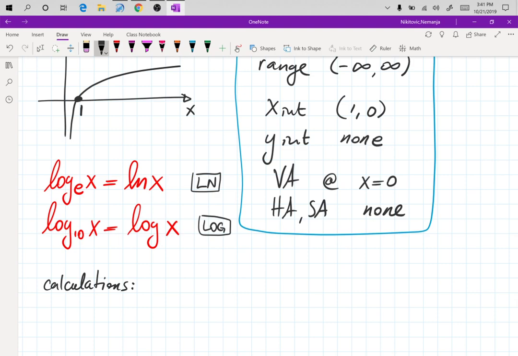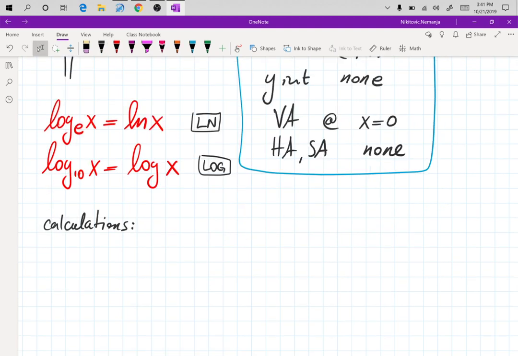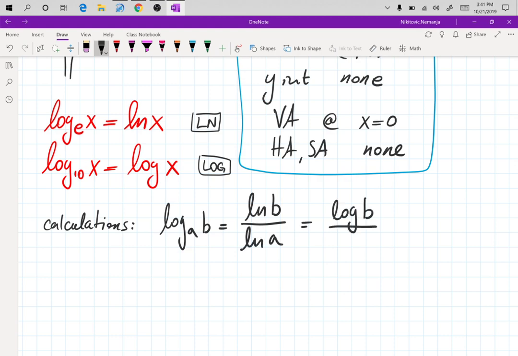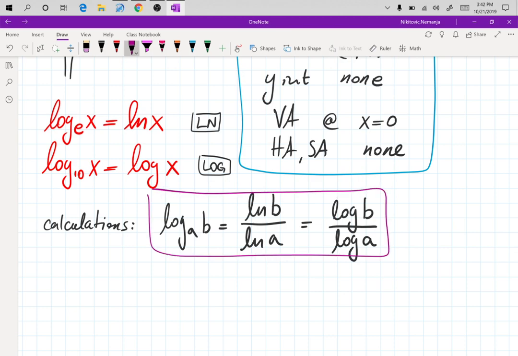Generally, I don't think you will use this because no one in their right mind uses log base 7 anywhere, but I mean, we can. So log base A of B, for any numbers A and B, will be ln of B divided by ln of A, and also log base 10, so log B divided by log A. So this is called the change of base formula, and that one helps convert the base.